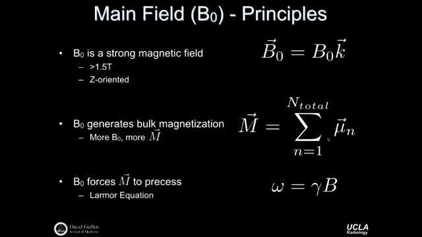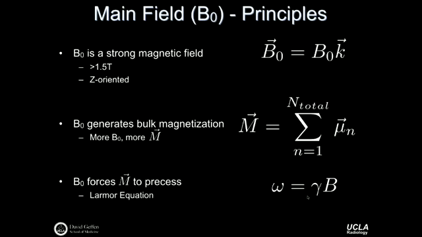So we take mu to be the magnetic dipoles, and if we just add up a bunch of them, where we're adding from the first spin up to Avogadro's number of spins, 10 to the 23rd spins, then we have something that we call the bulk magnetization, the M vector. Now, what we're going to mathematically get a handle on today is an understanding of how B0 forces, so to speak, the M vector or the bulk magnetization to precess. And it does so according to an equation called the Larmor equation.